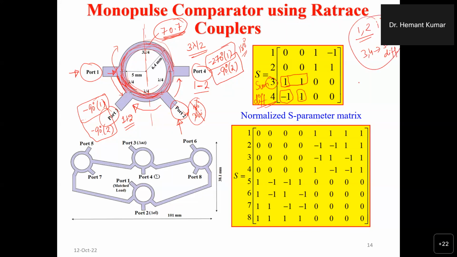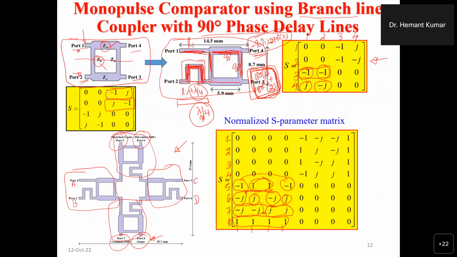Or you can use 3 and 4 as input ports, then 1 and 2 will give you sum and difference. So this is the advantage of using a rat race coupler over a branch line coupler. In a branch line coupler, this will not be the scenario. You cannot reverse it. If you give port 4 and port 3 as input, you will not get sum and difference. That can be seen from here. This matrix is not like this, right? You are not getting sum and difference at port 1 and port 2.